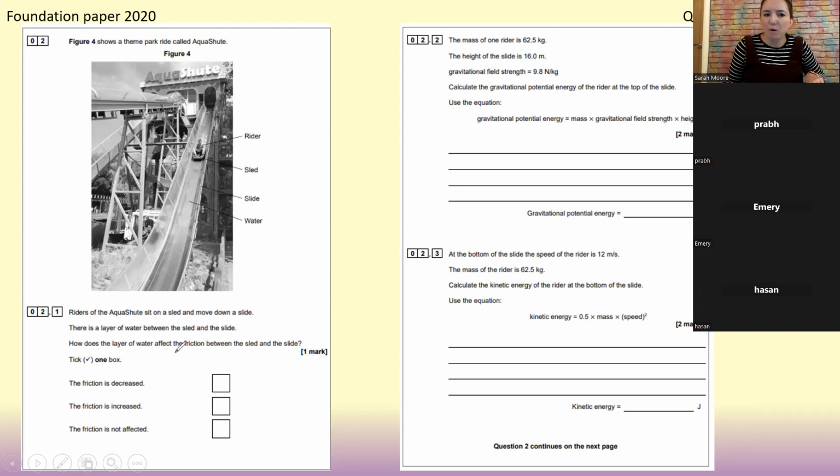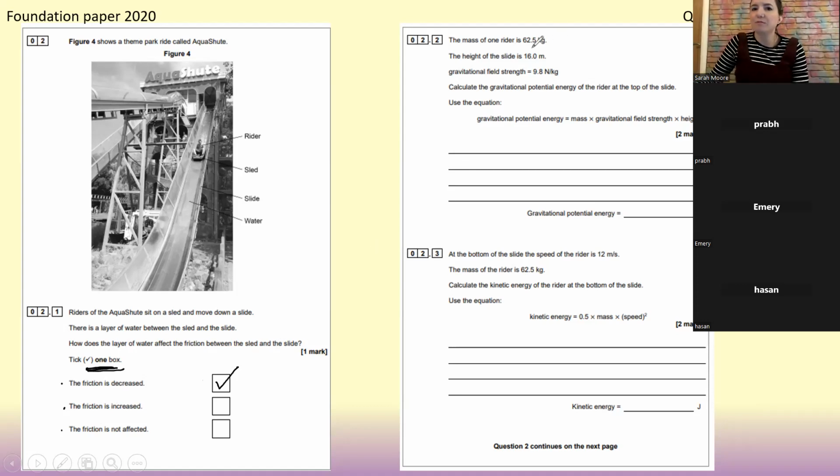How does the layer of water affect the friction between the sled and the slide? We've got to tick one box. Please only tick one box. Don't think, well, I'll tick them all and I'll get the mark. It won't be looked at. If more than one box is ticked, the examiner will ignore it. It'll be marked wrong. Friction is decreased, friction is increased, friction is not affected. Imagine going down this without any water. You probably wouldn't get very far. So the friction is decreased. Makes for a more fun ride, I suppose.